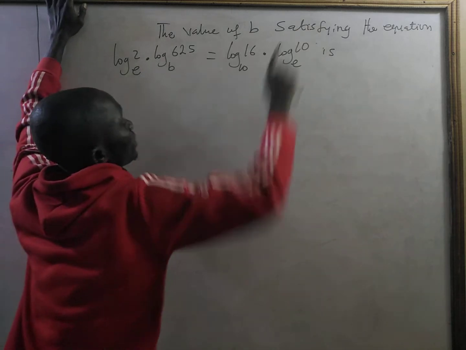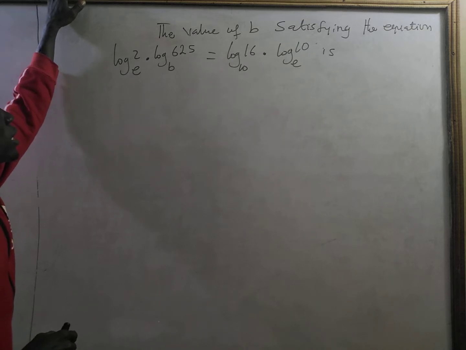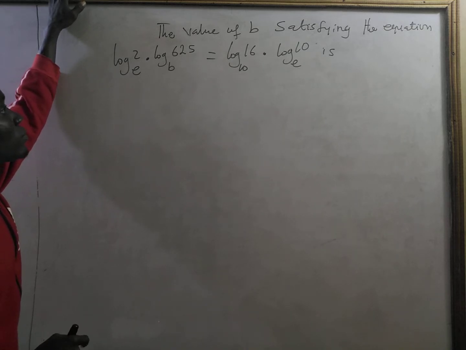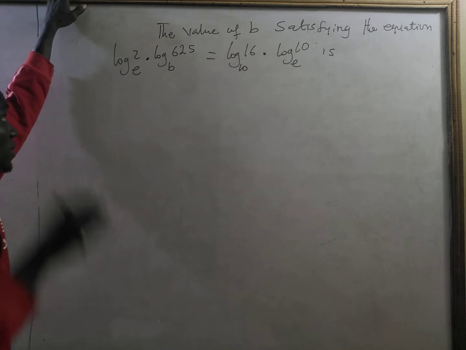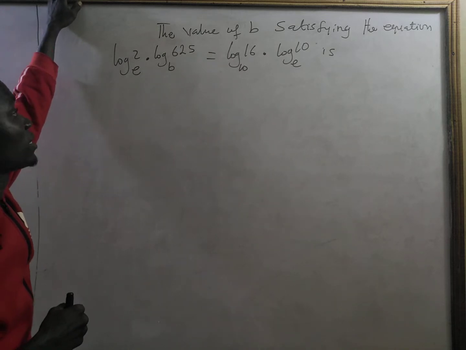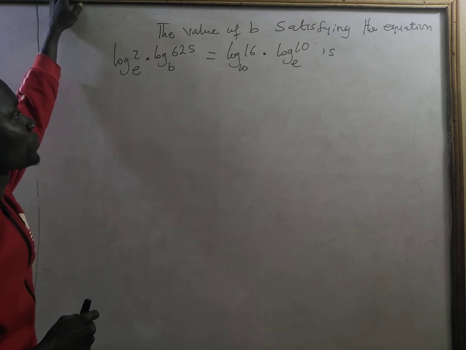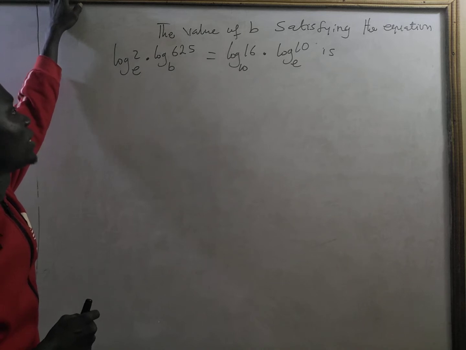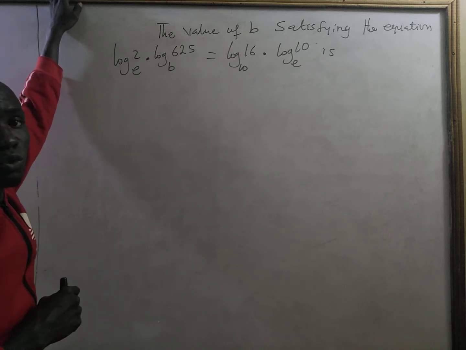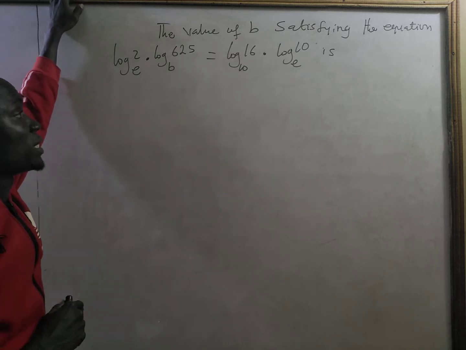Can this one cancel this one out? No, you cannot cancel that. So what do we do? What can we do? Tell me what we should do so that we do it very simple. Can we change all of them to base 10? Or we change them to base e. Let's change them to base 10 and see.